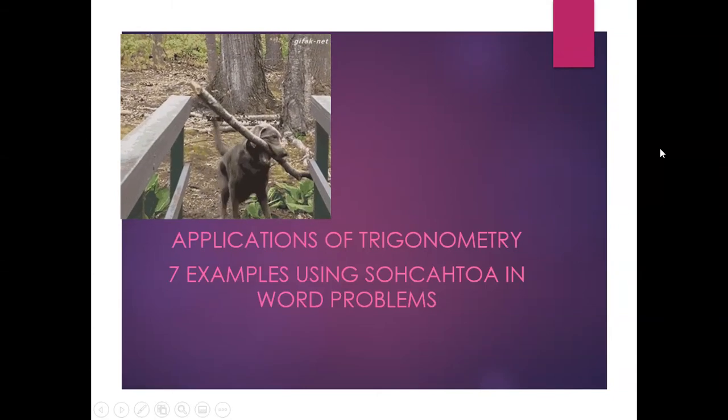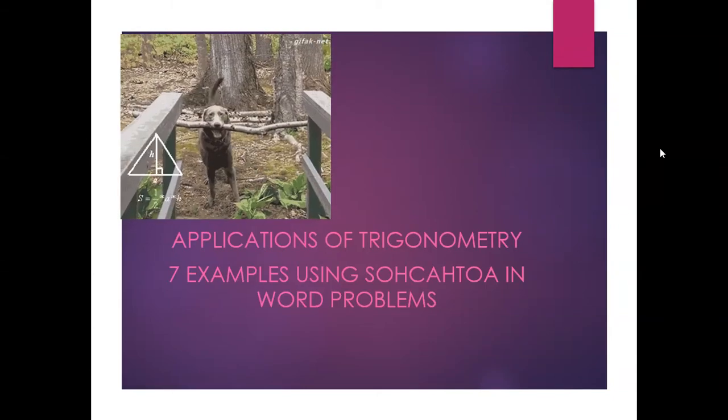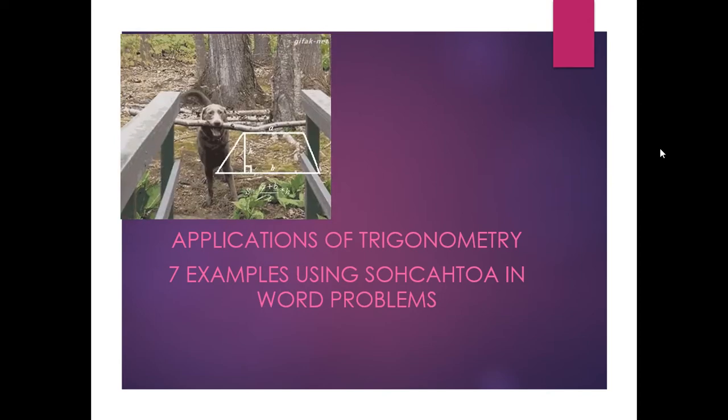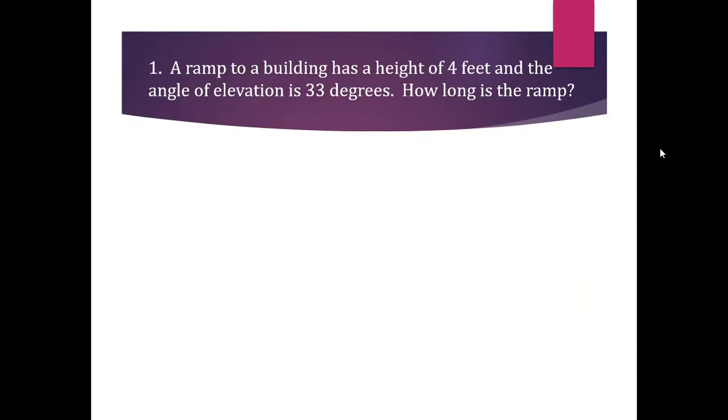We're going to take a look at 7 more examples using SohCahToa and word problems. Again, this is a continuum of applications of trigonometry, so let's go ahead and get started. Number 1 says a ramp to a building has a height of 4 feet and the angle of elevation is 33 degrees. How long is the ramp?